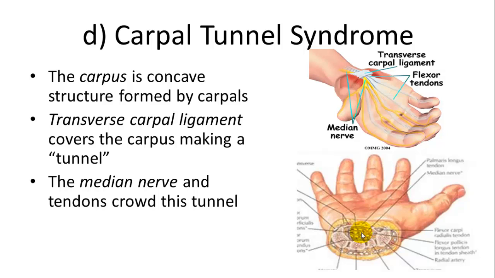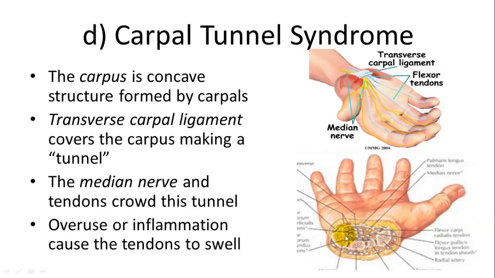And what can happen is damage or overuse of the hand and the wrist can cause swelling of that ligament, and that swelling and inflammation can then affect that nerve, which can cause tingling and pain in the hand. The treatment for it, the surgery, is to just go in and cut that transverse carpal ligament.